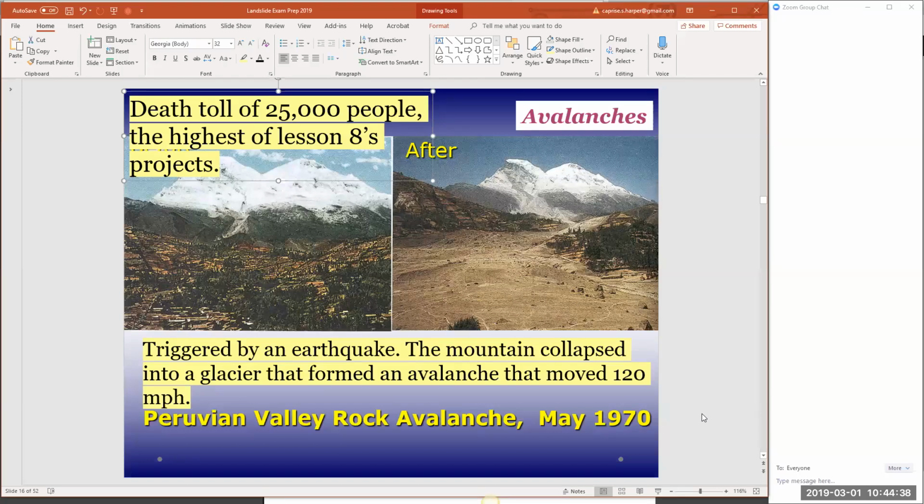And welcome, you guys that have just popped in. I'm glad you're here. We're going through landslide exam prep. Anything that's highlighted in yellow is word for word what you'll see on the exam, or word for word stuff that's in the test bank. You'll see some of these.